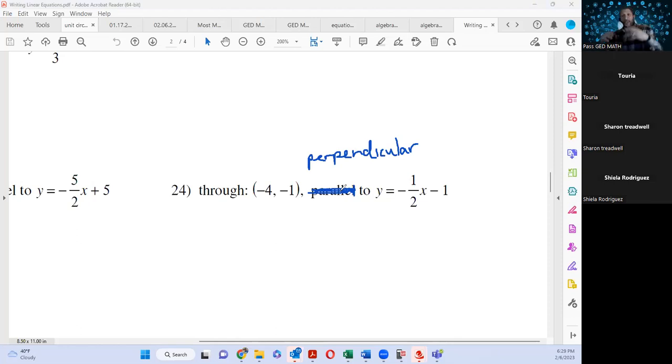Okay, so again, you're gonna start each problem, I don't care what the problem is, by identifying what you know, identifying the givens, and what they want. So we know they want the equation of the perpendicular line. What do we know?